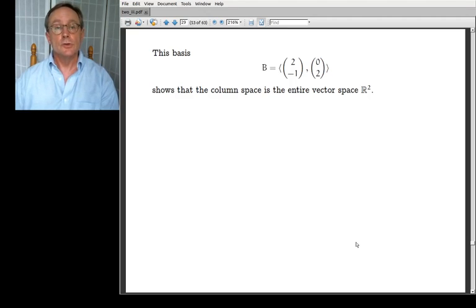Obviously that's a basis for a two-dimensional space. Since R2 is a two-dimensional space, this must be a basis for R2.